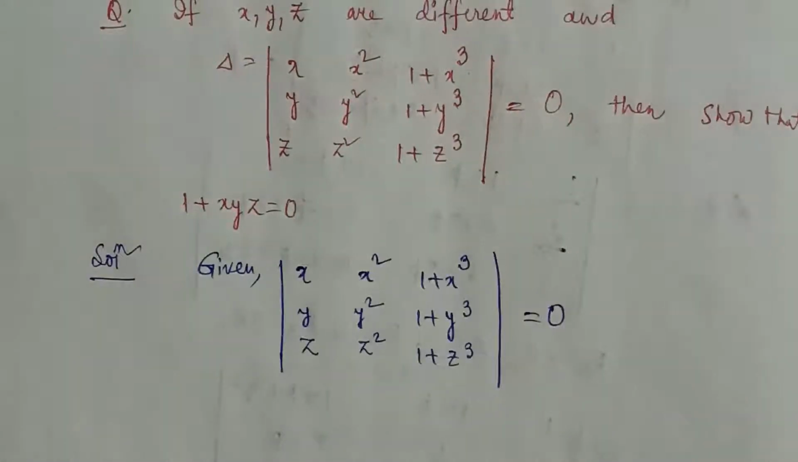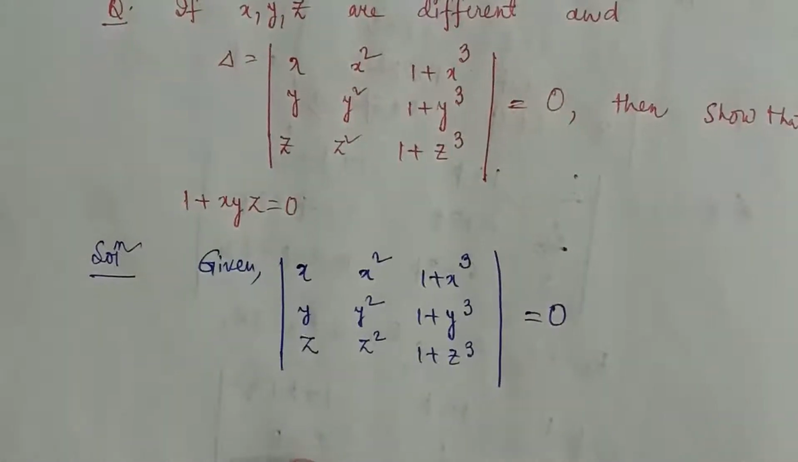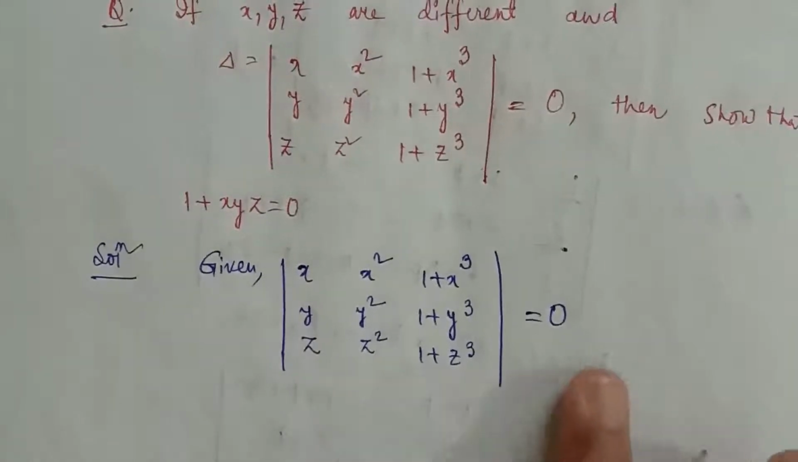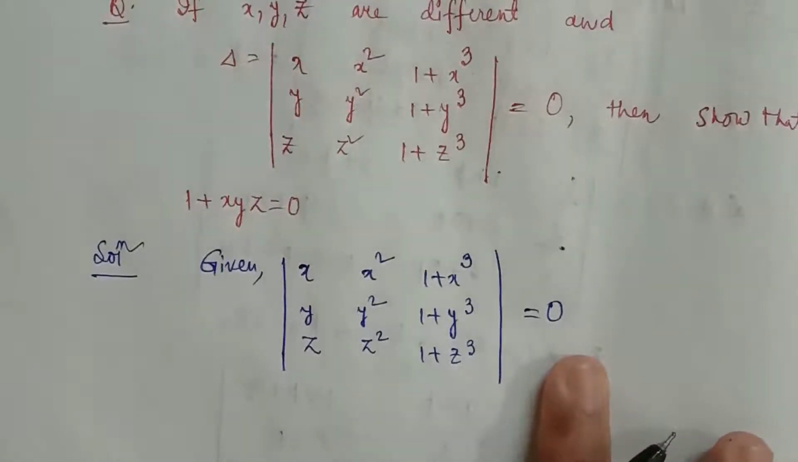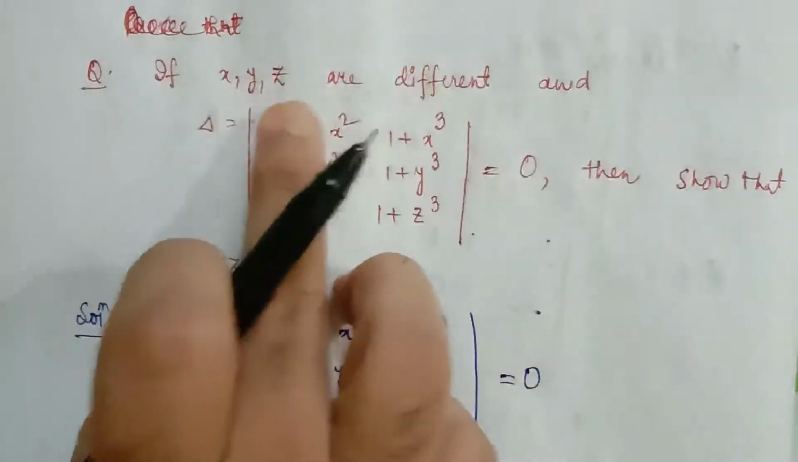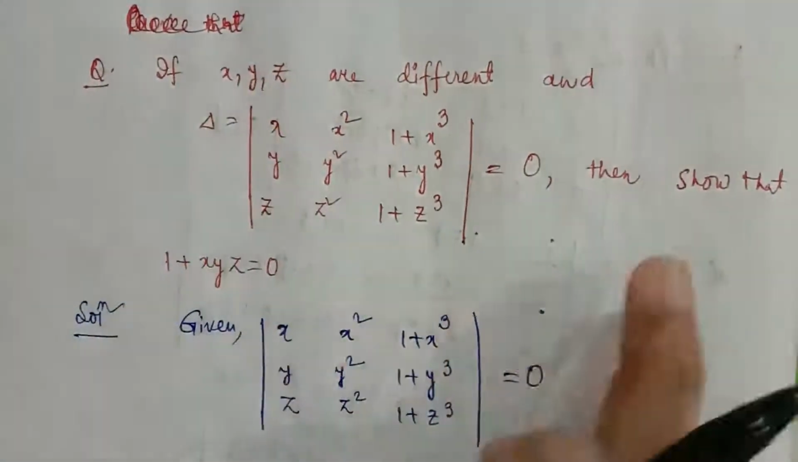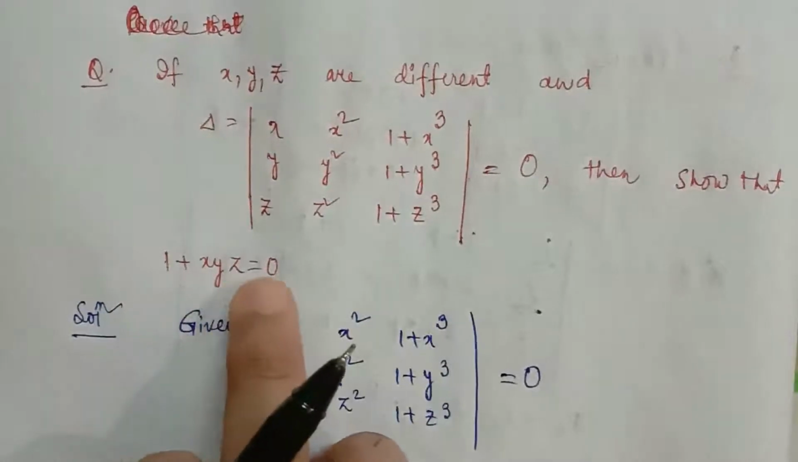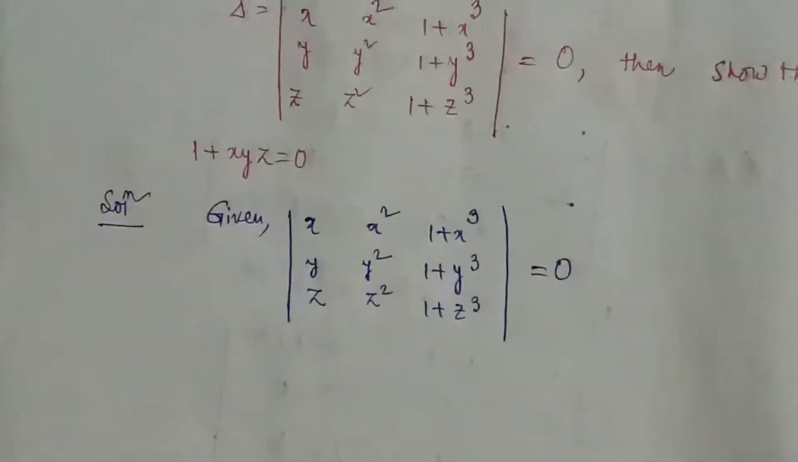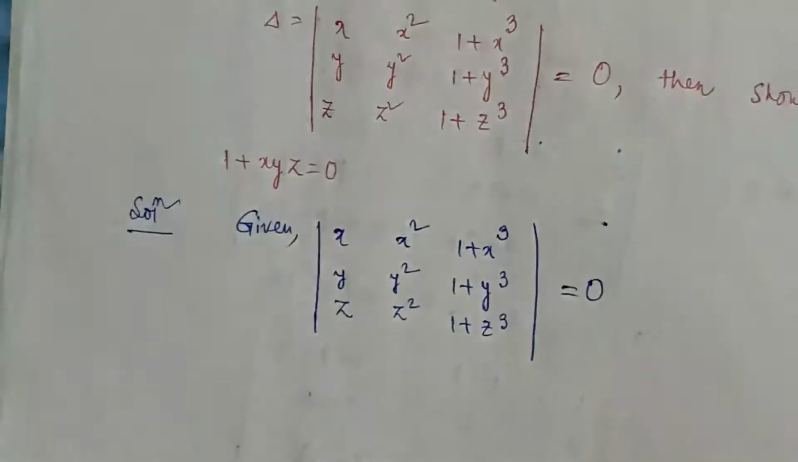Let us start with the given condition. Given the value of this determinant is equal to 0. It is also given that x, y, z are not equal, x not equal to y, not equal to z. We have to show 1 plus xyz is equal to 0. Value of 1 plus xyz is 0.